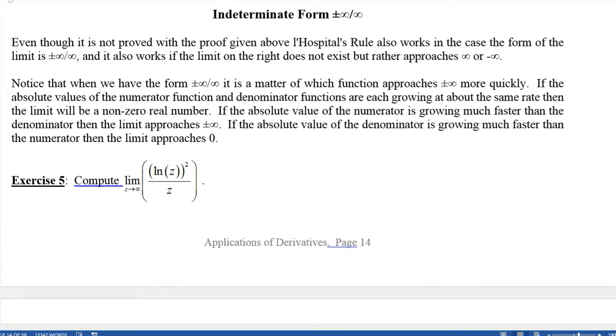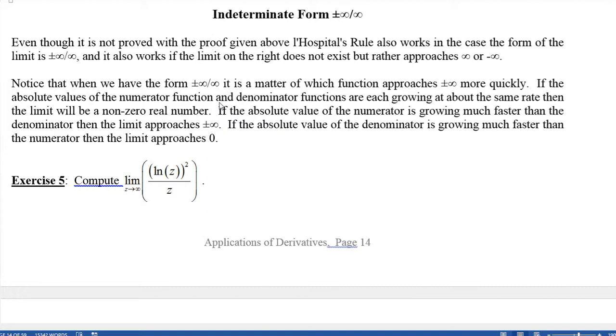In this video, we're going to look at some more applications of L'Hopital's rule. This time, we're going to do a couple of examples in the indeterminate form, plus or minus infinity over infinity. We didn't actually prove this case in the proof in the earlier video, but L'Hopital's rule does work in this case. Notice that the numerator and denominator are both going to infinity.